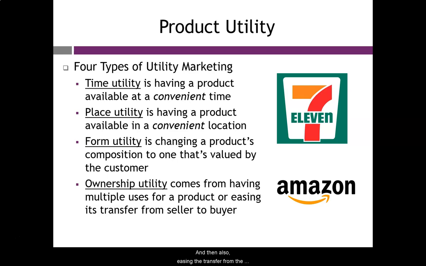And then also easing the transfer from the seller to the buyer, making it easy to transfer ownership. What's an example of that? Well, when you sell cars, offering financing, making it easier for the buyer to buy it. If you're a store, offering shipping and delivery, making it easier for the buyer to get it. A real estate agent, their whole business model is based on that, because it's a complex process of getting a house from the seller to the buyer, all sorts of forms, and that's the job of a real estate agent, to make that process easy. So four types of product utility to think about.